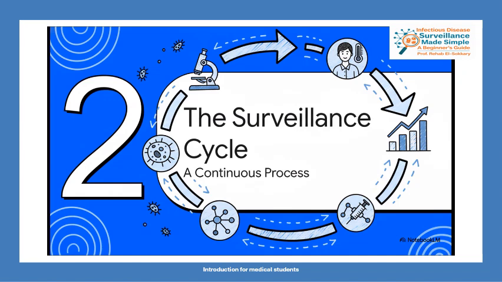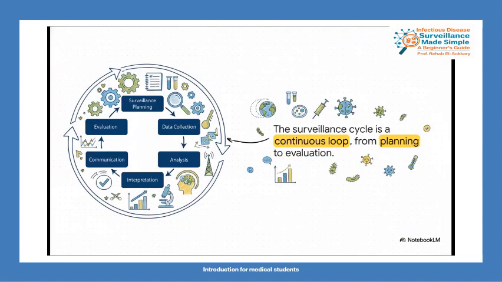So how does that definition actually look in practice? Well, it's not a straight line from point A to point B. It's a dynamic cycle. Think of this cycle as your mental model for surveillance. It kicks off with planning, then moves into collecting and analyzing data. But, and this is so important, it doesn't stop there. That information gets shared, which leads to an evaluation, and that evaluation feeds right back into the next round of planning. It's a constant loop of improvement.